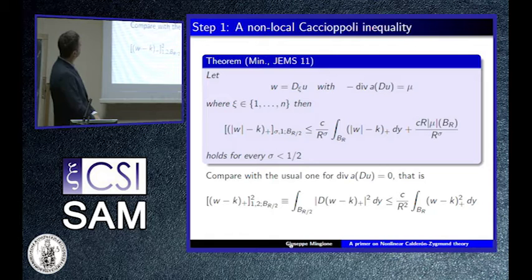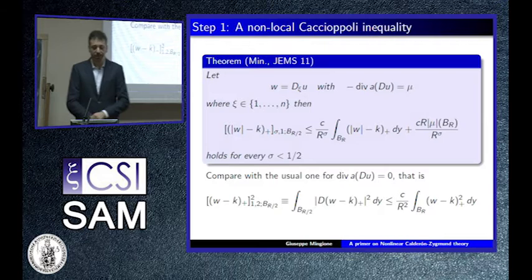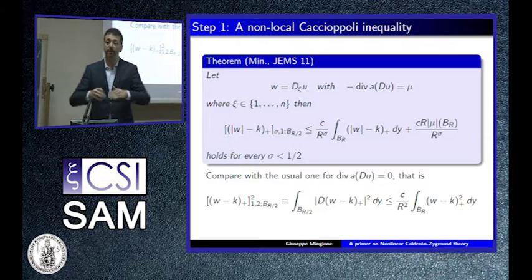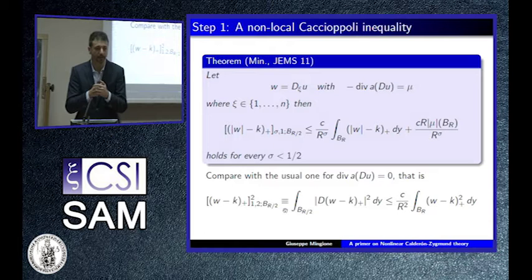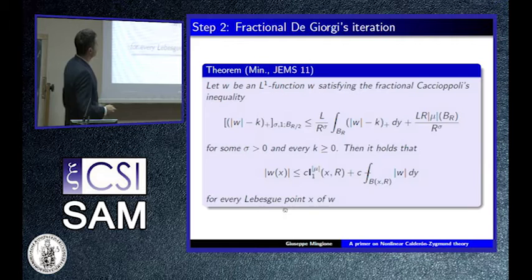And now, exactly in the spirit of the Giorgi theory, once you know a fractional Caccioppoli-type inequality, then everything comes from the Caccioppoli-type inequality. You forget about the fact that you're dealing with a solution, and you're just dealing with the fact that you have a Caccioppoli-type inequality. And now the next theorem is the following one.